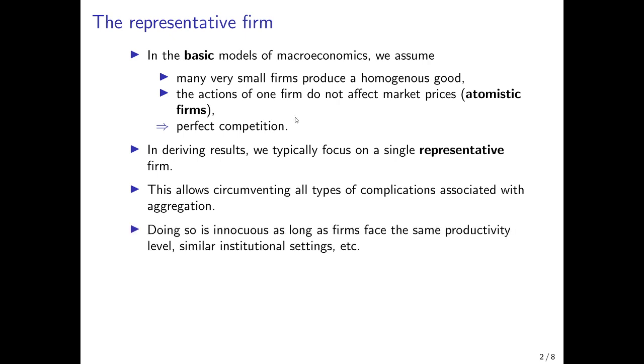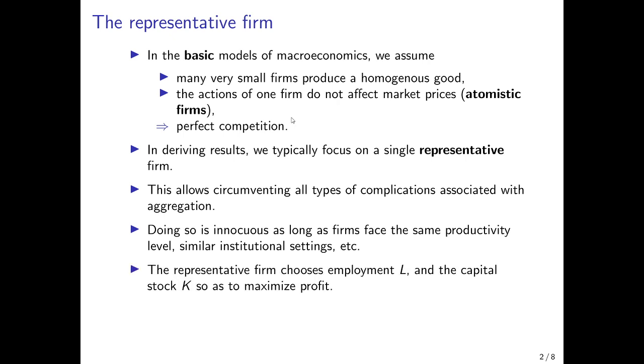This assumption is typically innocuous as long as firms face the same productivity levels, similar institutional settings, and so forth. And then the representative firm is assumed to choose employment of labor, L, and rent the capital stock K so as to maximize its profit. So it employs as many workers and as much of the capital stock as needed for its profit to be maximized.